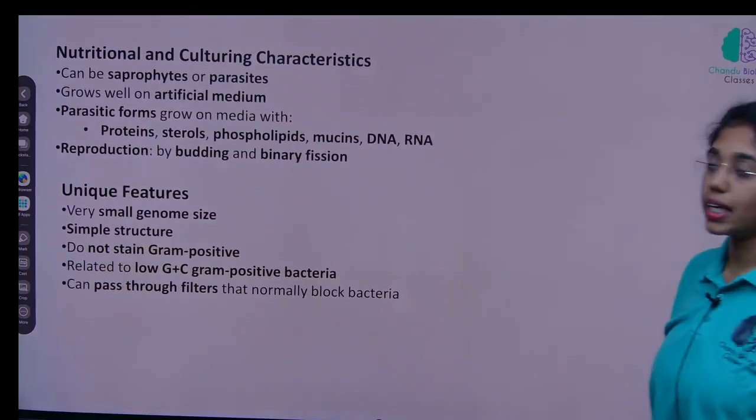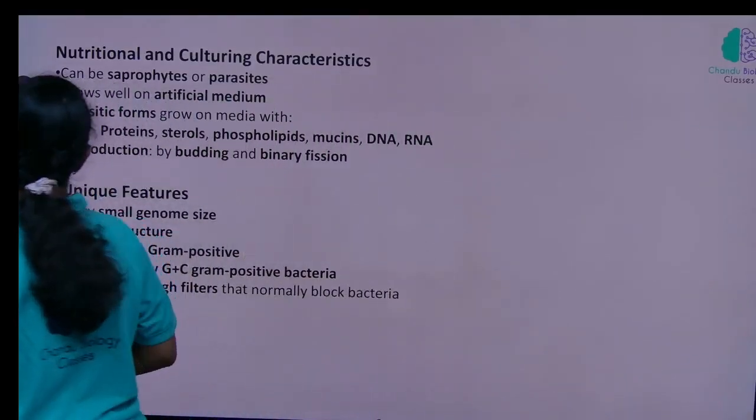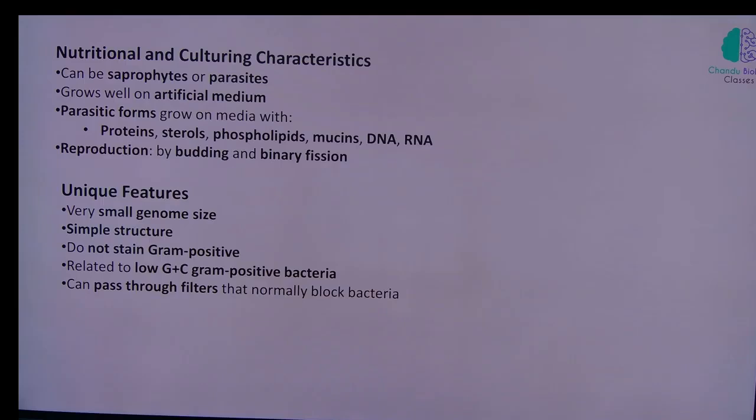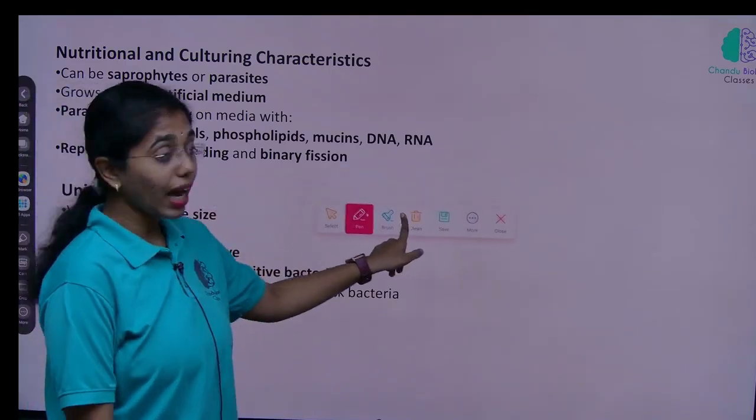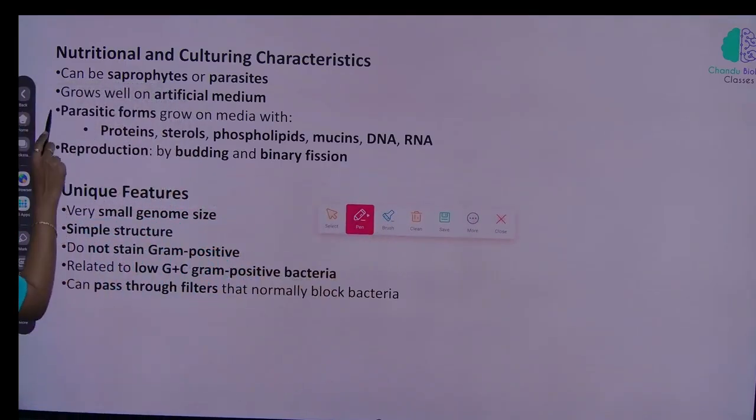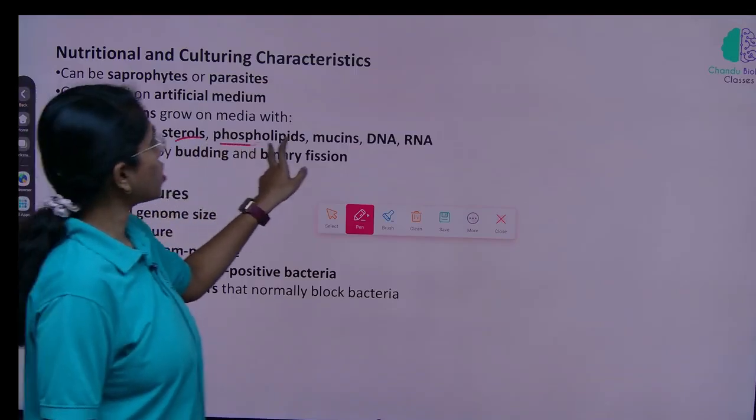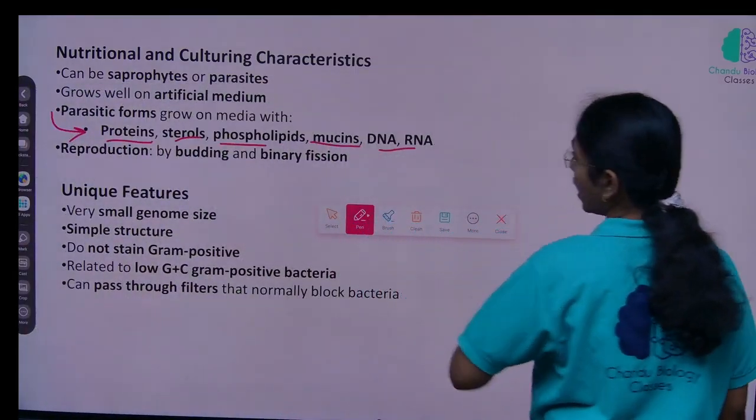Next, nutritional and culturing characteristics. They can be saprophytes or parasites. They grow well on artificial medium, and parasitic forms grow on medium with protein, sterol, phospholipids, mucins, DNA and RNA.